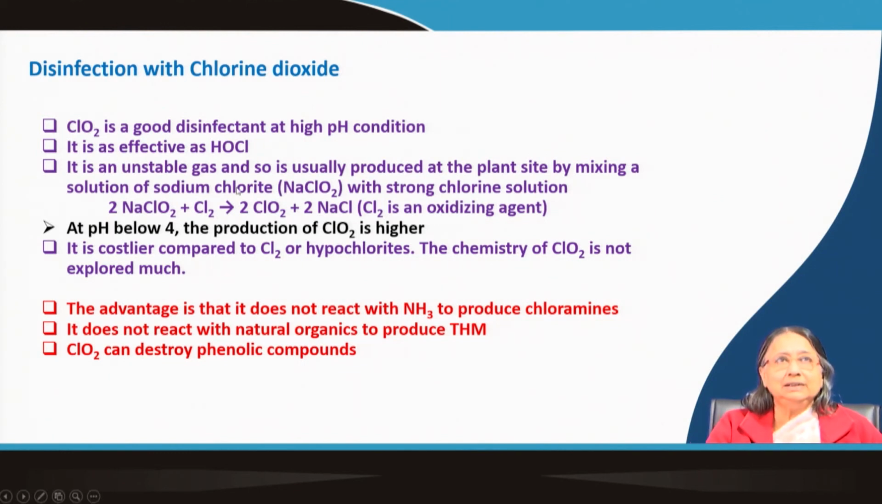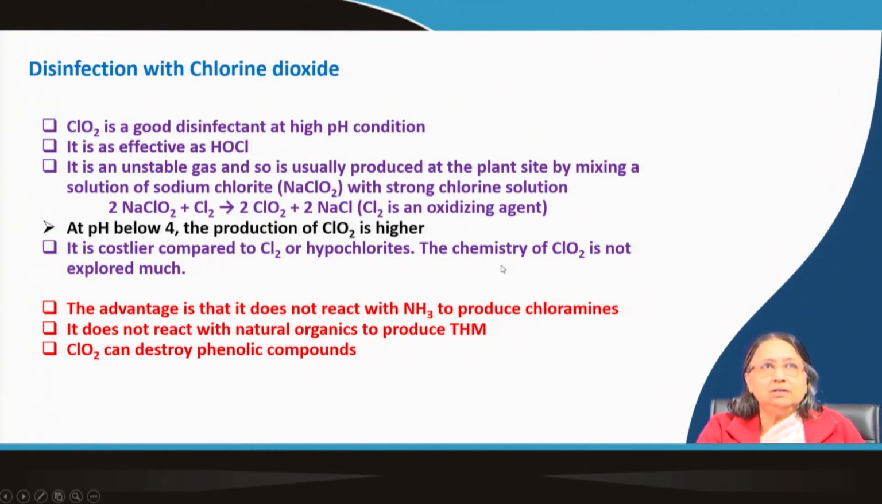And how can you produce it? Chlorine is an oxidizing agent. In NaClO2, you can see the oxidation state is +3. So, +3 state goes to +4 state. This is oxidation, meaning chlorine is oxidizing. It is done by mixing a solution of sodium chlorite, NaClO2, with a strong chlorine solution. This way it is produced as a gas. At pH below 4, the production of ClO2 is higher. It is costlier compared to chlorine or hypochlorite.